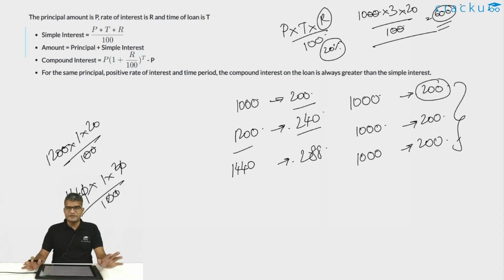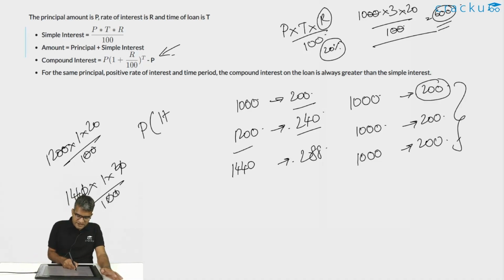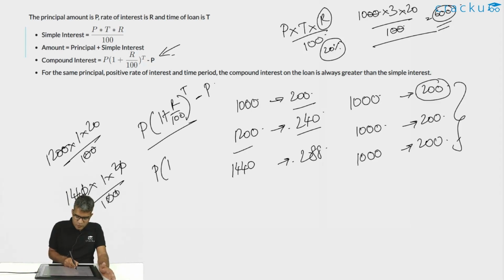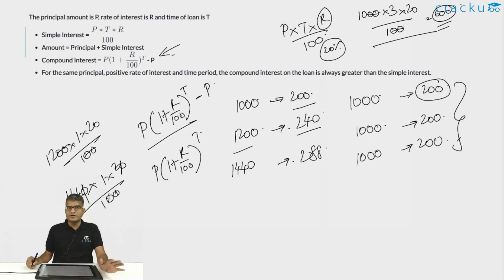Let us look at the formula for the compound interest. Compound interest that is generated for a time period of T at a rate of interest of R is equal to P into 1 plus R by 100 whole to the power T minus P. And the amount, which is equal to the interest generated plus the principal, in compound interest will be P into 1 plus R by 100 whole to the power T. This is the amount in compound interest. In simple interest, it will be principal P plus P into T into R divided by 100.